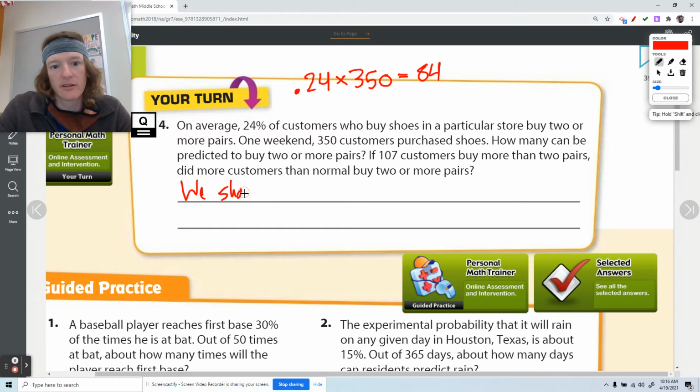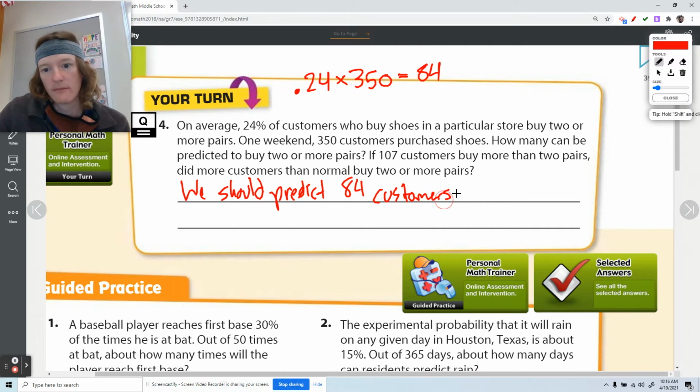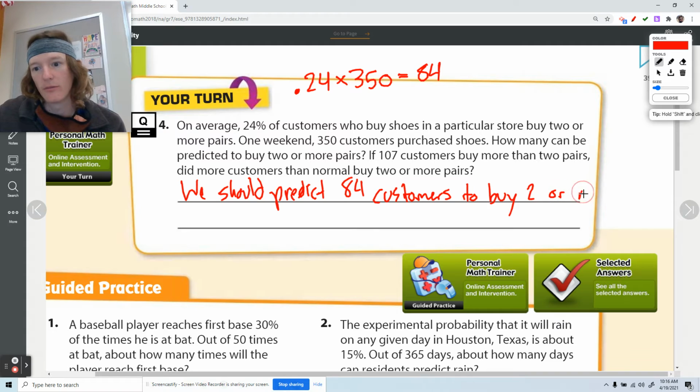We should predict, we're answering the first question: how many can be predicted to buy 2 or more pairs? We predict 84 customers to buy 2 or more pairs.